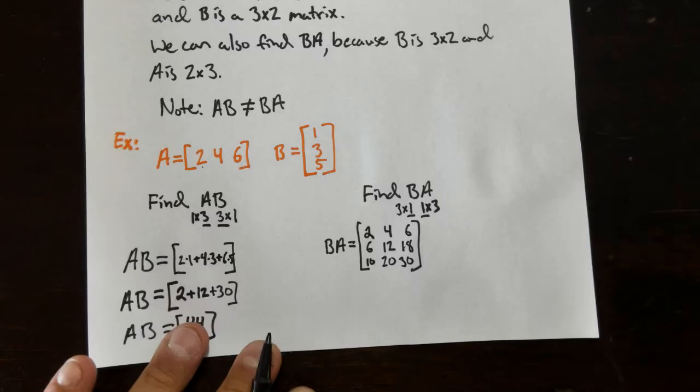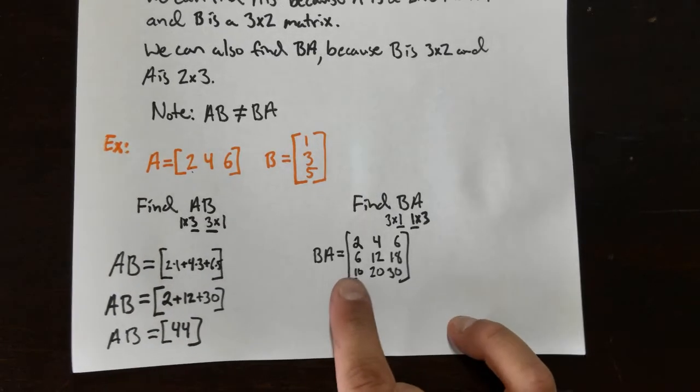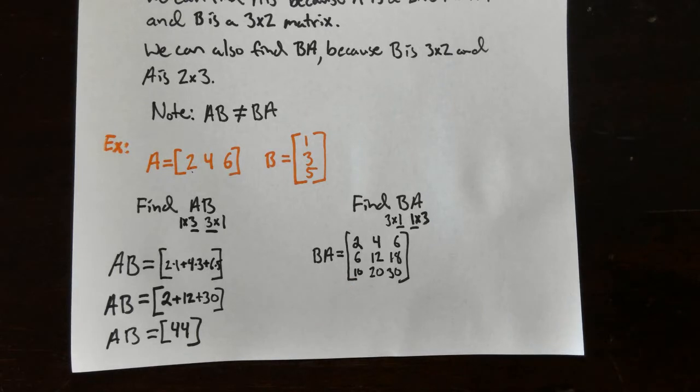So notice how AB is much different than BA. Let's keep going through some examples and figure these out. I've got quite a few more for us because this is going to be a little challenging.